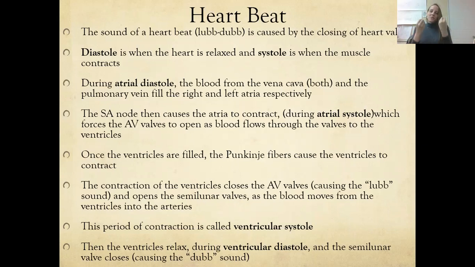So the atria are just relaxed, getting filled up with blood, and then with atrial systole, that's when the atria contract and force the blood down through the AV valves into the ventricles. During that time, the ventricles are going to be nice and relaxed, so that's the ventricle diastole. And then once the ventricles are filled, they will contract, that's our ventricle systole, and the blood is forced out of the heart through the aorta or the pulmonary artery.